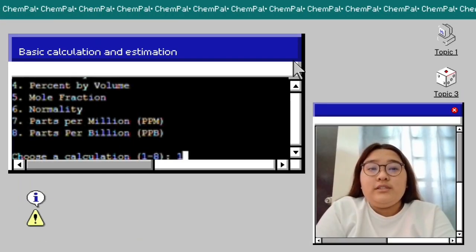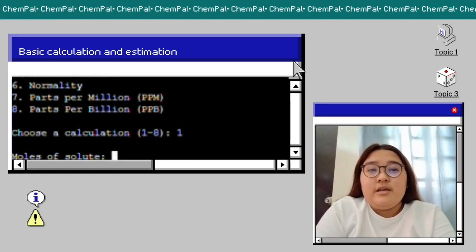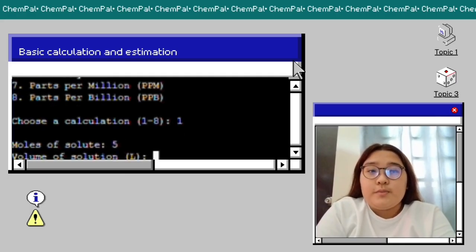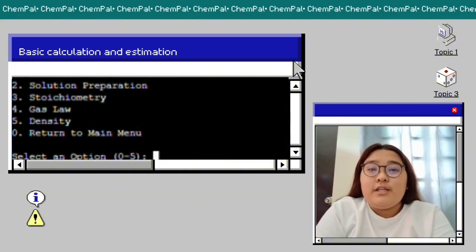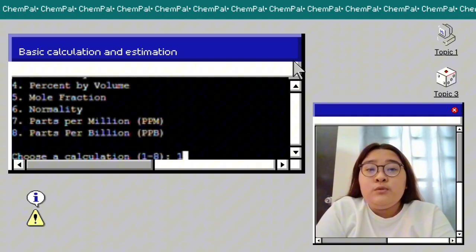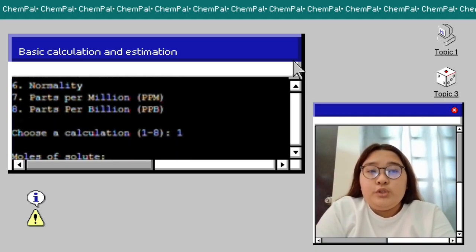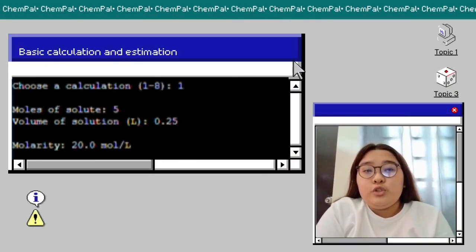Now, let us try one concept under the concentration calculation. ChemPal can calculate molarity based on the mass of solute and volume of solvent. For example, 5 grams of sodium chloride or NaCl in 250 milliliters of water or 0.25 liters. You just need to input the values needed. Mass of solute is 5 and volume of solution in liters is 0.25. Press enter and you will get 20 moles per liter. Just a reminder that you always need to convert units into SI units.